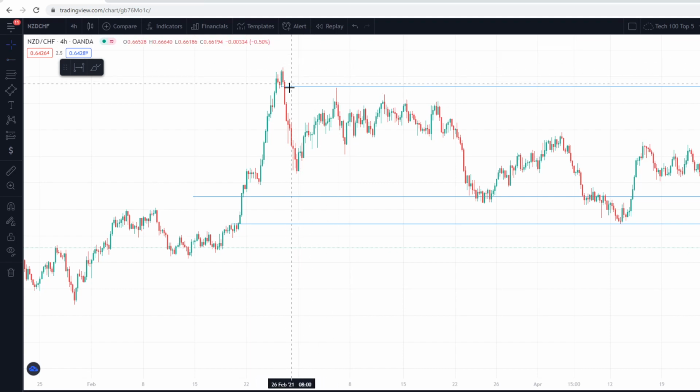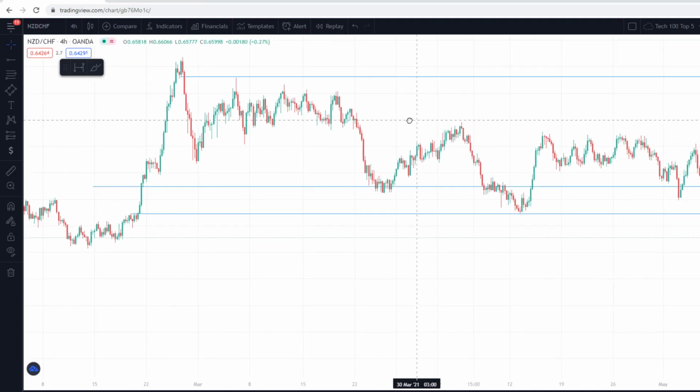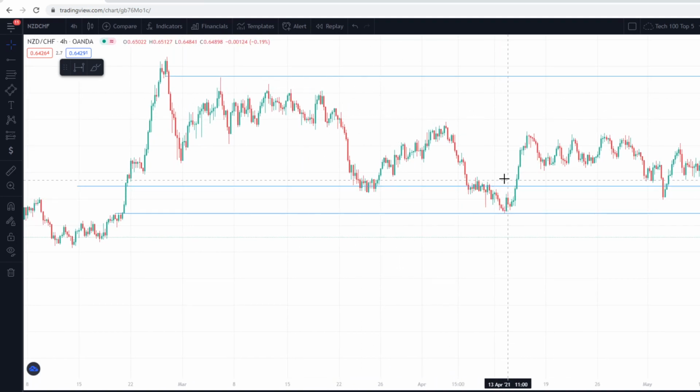Now, if we look at this imbalance here, we clearly see this is our last point of buying, and after that we only had selling. Now we simply fill that imbalance and then the market can continue down. That's basically how to identify imbalance and why it works.